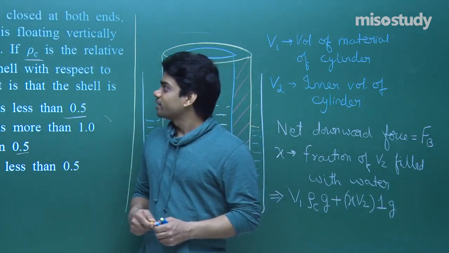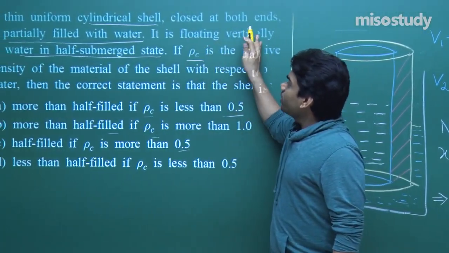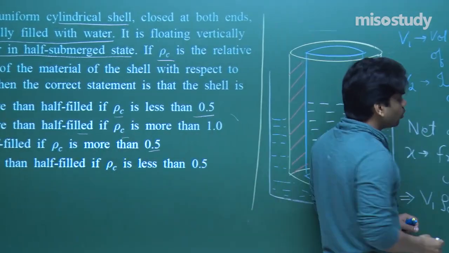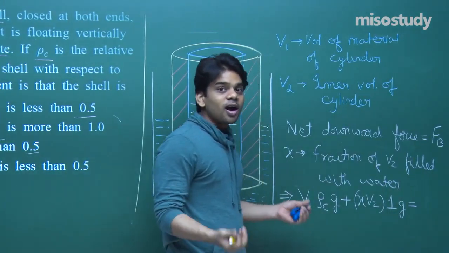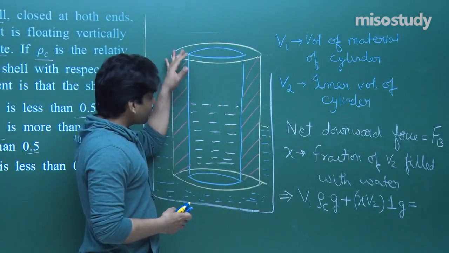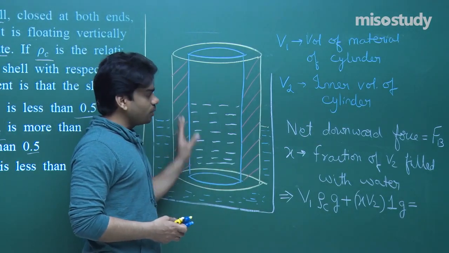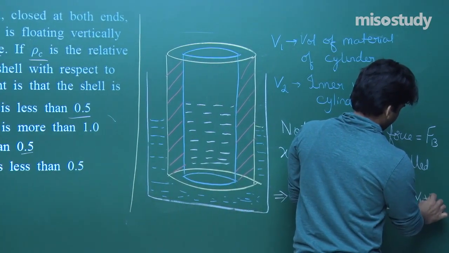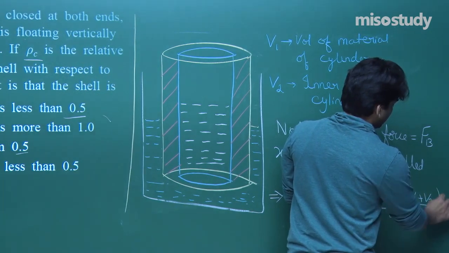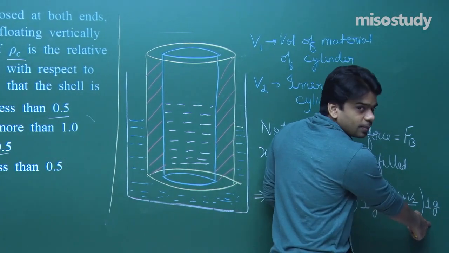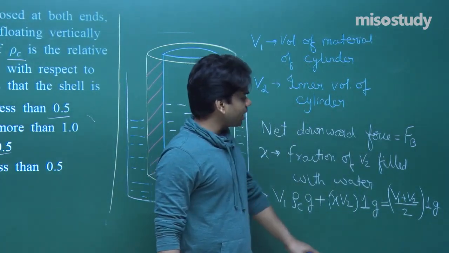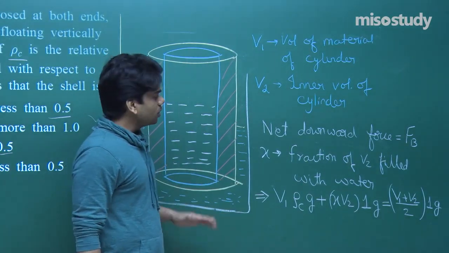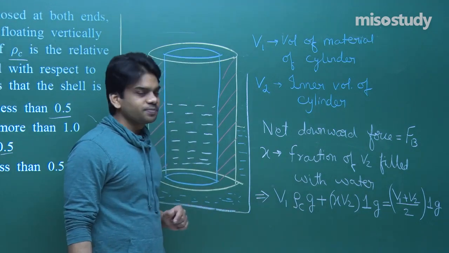Now see this statement. It's floating vertically in water in half submerged state. Half of it is submerged, that means half of the entire volume. The entire volume will be V1 plus V2, so V1 plus V2 by 2, and this you multiply with 1 into G. I believe you can see up to this end, that will not be a problem. Why have I taken V1 plus V2 by 2? Because the total volume is V1 plus V2, and half submerged gives V1 plus V2 by 2 into 1 into G.